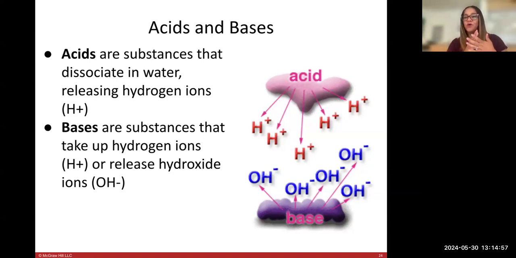So we can split a water molecule and one hydrogen will go to one side, and then the oxygen with the other hydrogen will go to the other side. And since oxygen likes those electrons a little bit more, we call them hydroxide ions, which will be negative, and then the hydrogen ions will be positive.